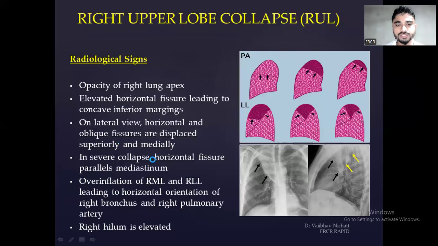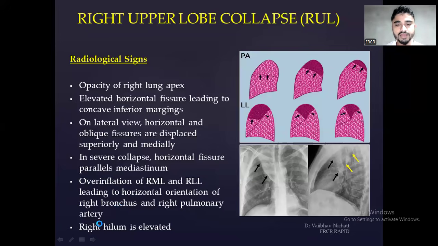In severe collapse, the horizontal fissure will become parallel to the mediastinum. Like this, this is moving up, this is moving up, and if it moves further, it will become parallel to the mediastinum. There will be overinflation of the right middle lobe and right lower lobe, leading to horizontal orientation of the right bronchus and right pulmonary artery. This is difficult to identify on the radiograph, but can be easily seen on CT scan if you do a CT in such cases.